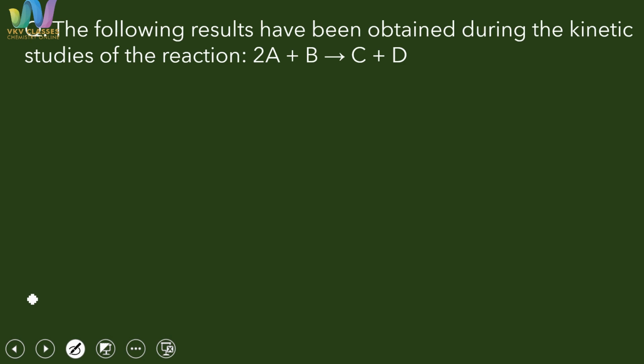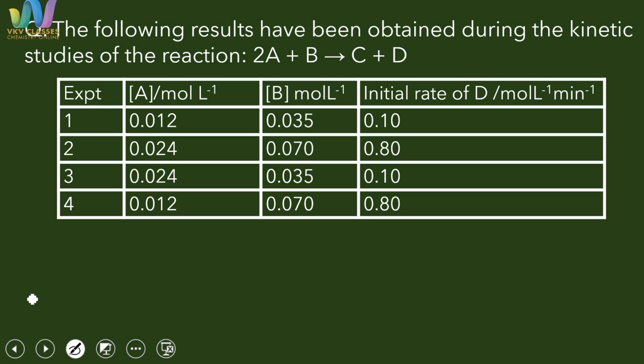So let us understand the concept of rate law with an example. The following results have been obtained during the kinetic studies of the reaction 2A plus B giving C plus D. You are given 4 experimental data with different concentrations of A and B, and the corresponding rates are also given. You are asked to determine the rate law from these experimental observations.